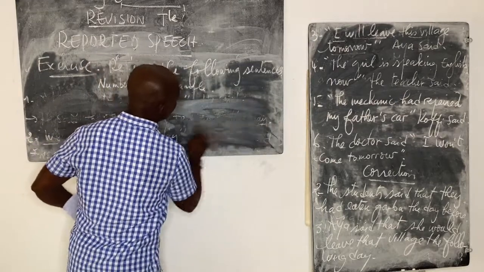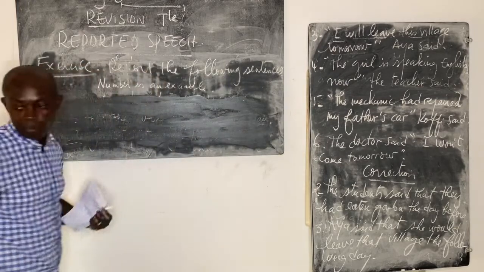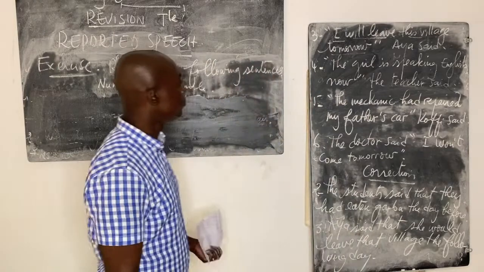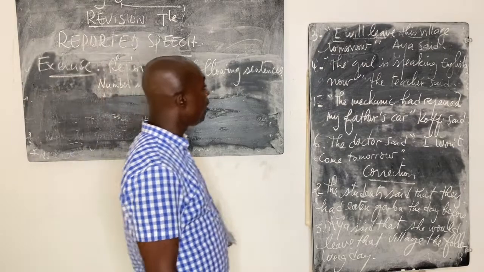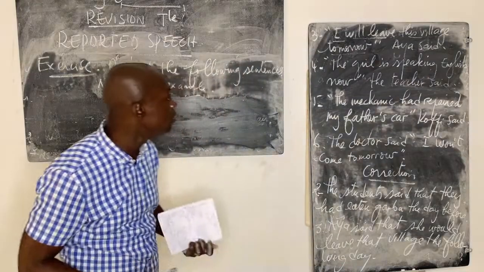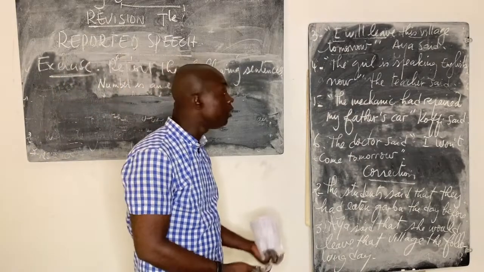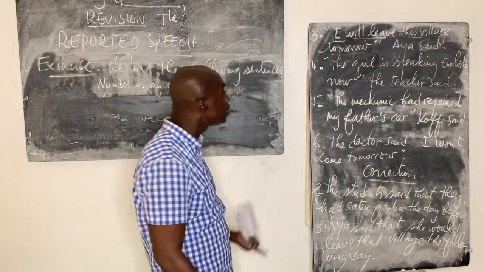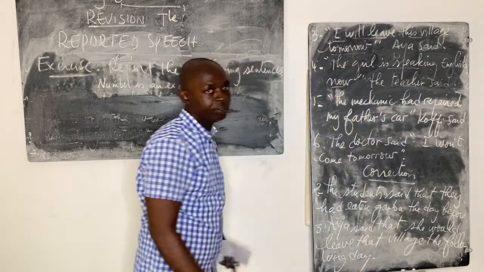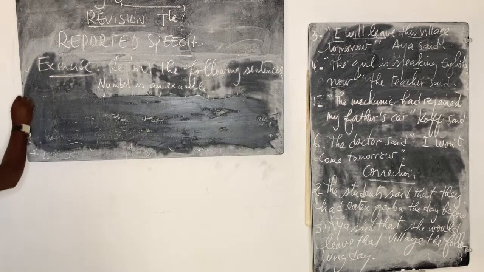So we continue the correction with sentence number 4. The girl is speaking English now. The teacher said, the sentence here, the girl is speaking, is in present continuous. So the present continuous is going to become the past continuous or progressive. So it's going to change. And now it's going to be then.